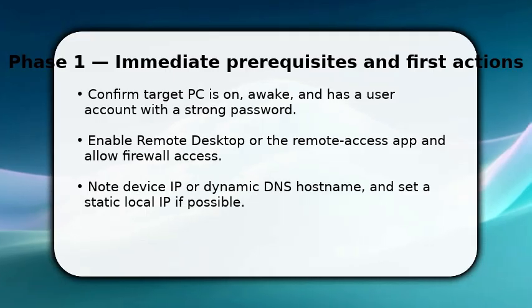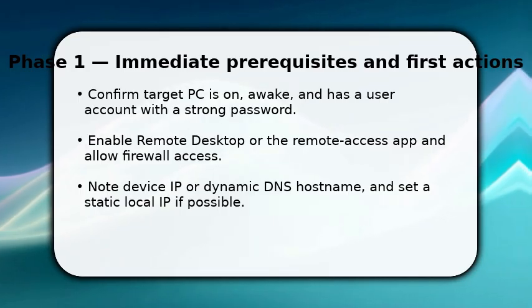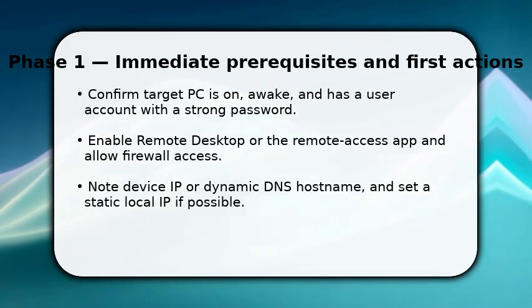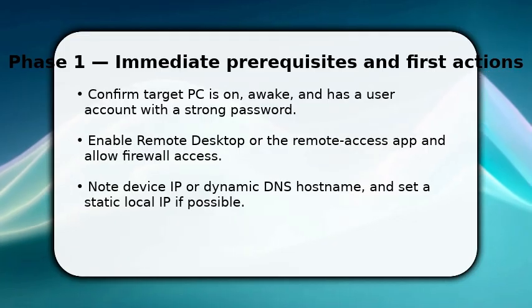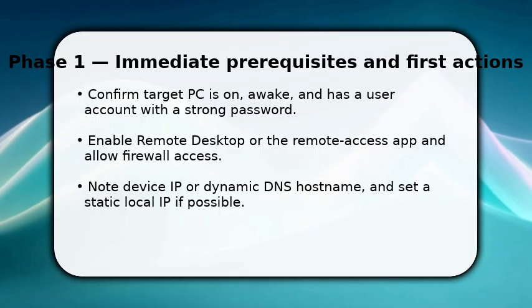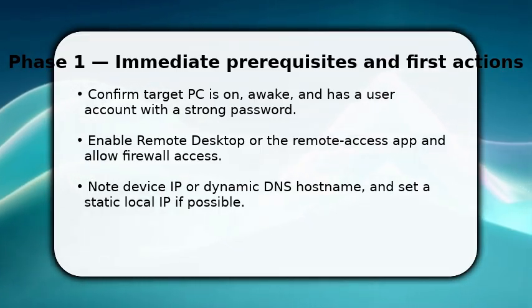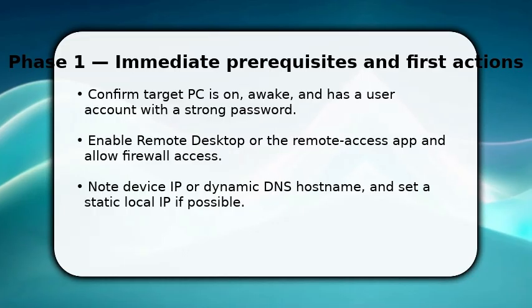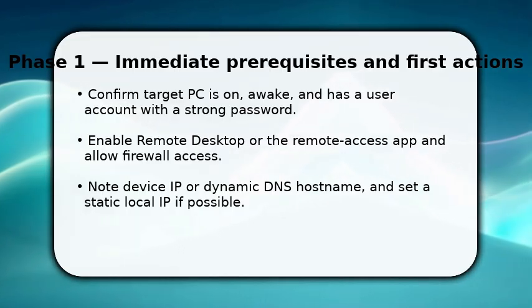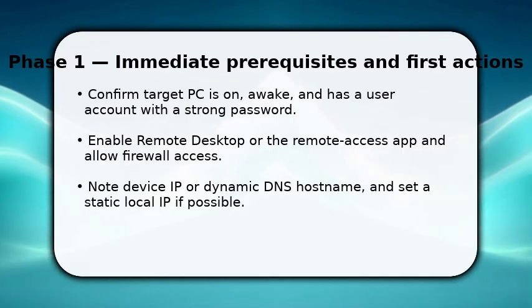You begin by preparing the host machine so you can connect immediately. First, confirm the PC is powered, awake, and signed in with an account that has a strong password. This protects remote access. Once done, enable Remote Desktop or your chosen remote access app and grant firewall permissions so incoming sessions aren't blocked. Also, make sure you note the device's IP address or dynamic DNS hostname and assign a static local IP when possible to avoid address changes that break future connections.